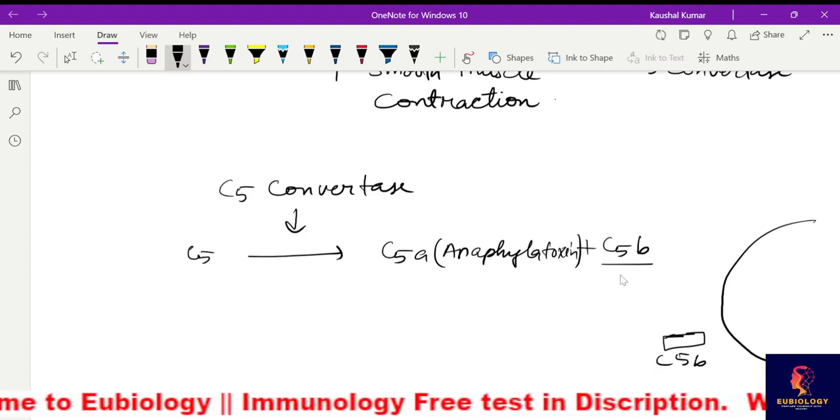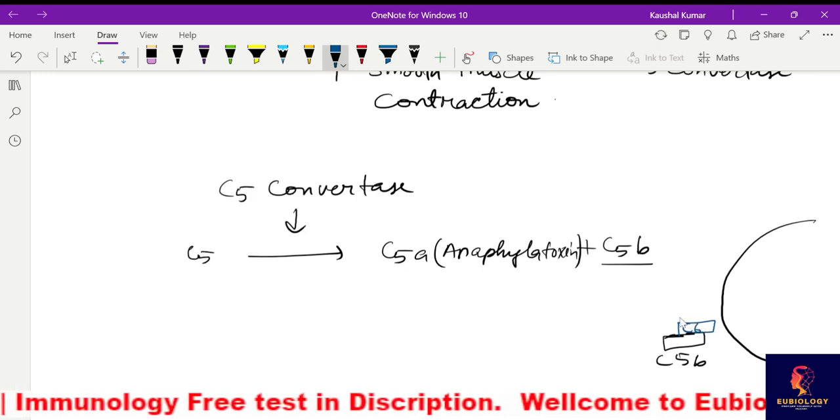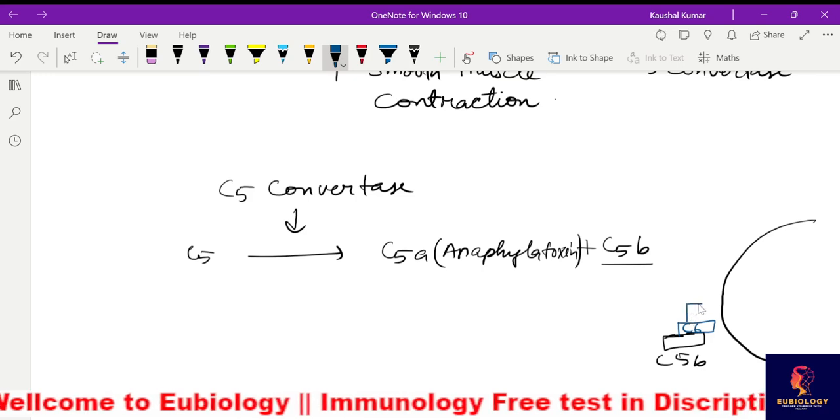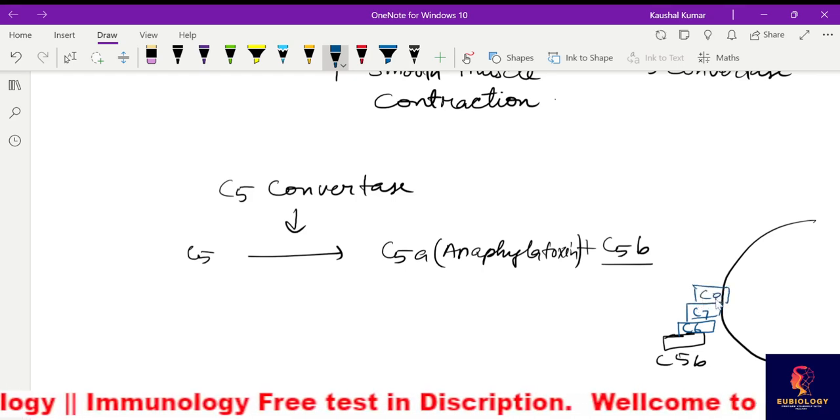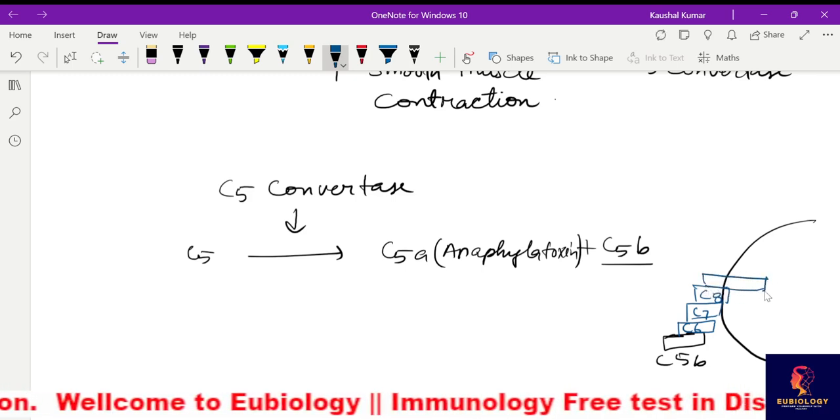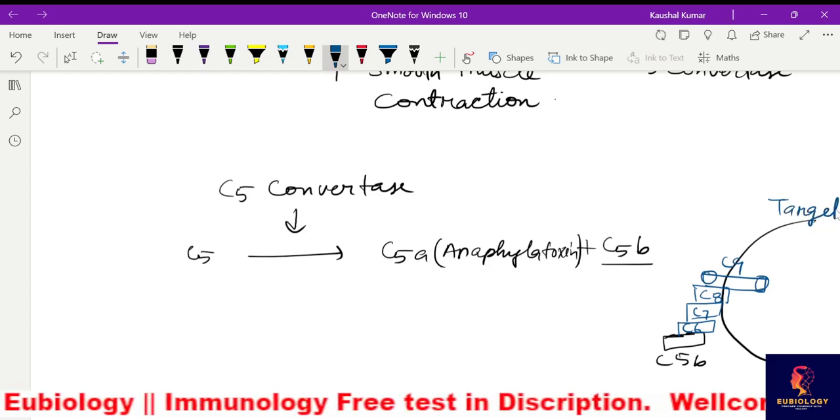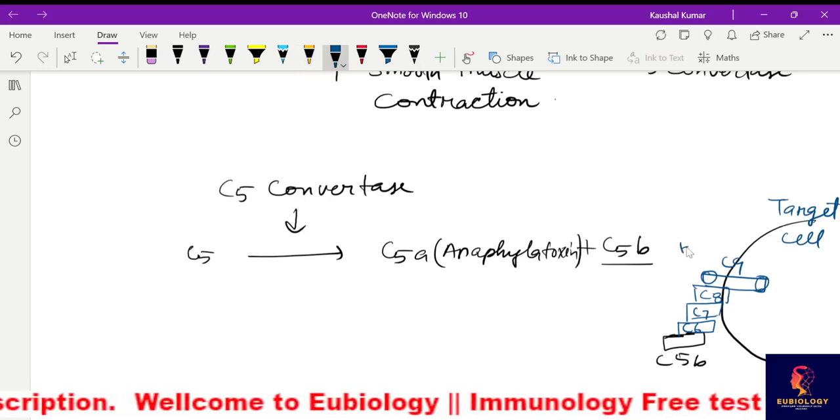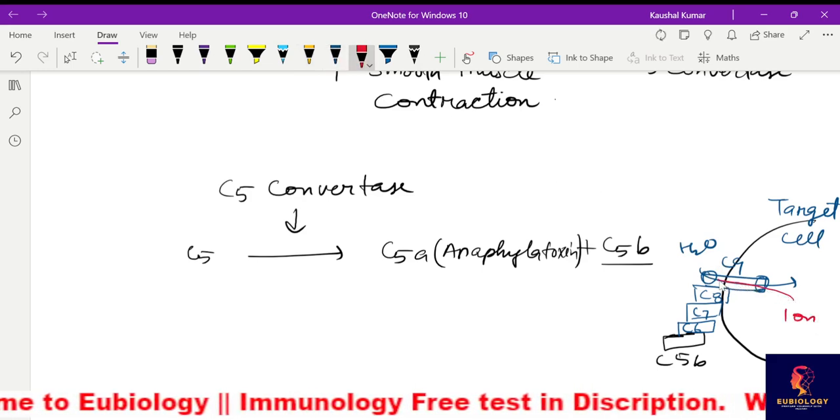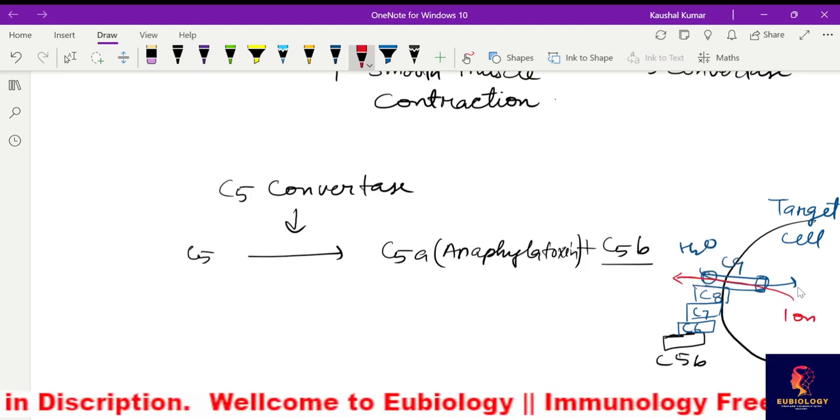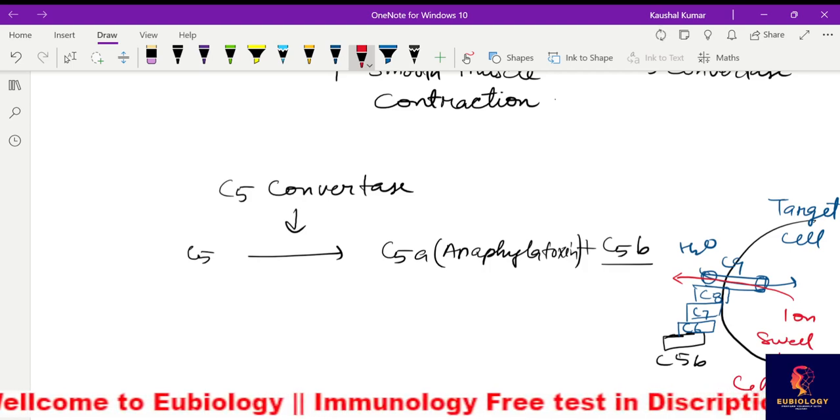So this is the C5B. It will help in the adding of the other proteins: C6, then C7, then C8, and C8 will promote the adding of C9. Finally, you can see this C9 goes inside the target cell and makes a channel. More water will come inside and more ions will go outside. The H2O will come in, the cell will swell, and then the cell dies. So this is the lysis of the cell.